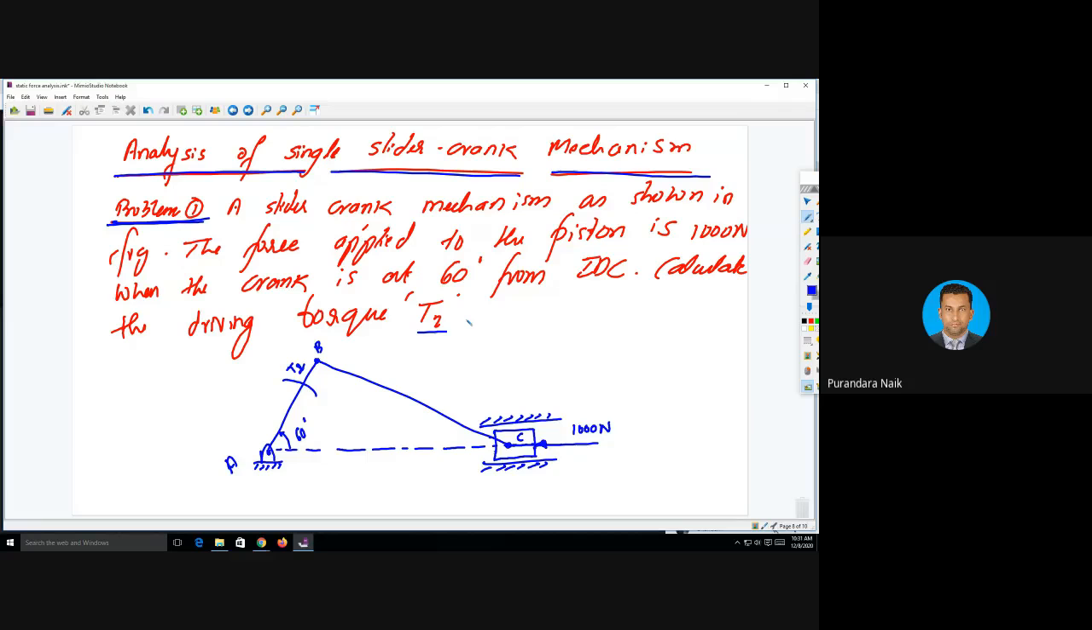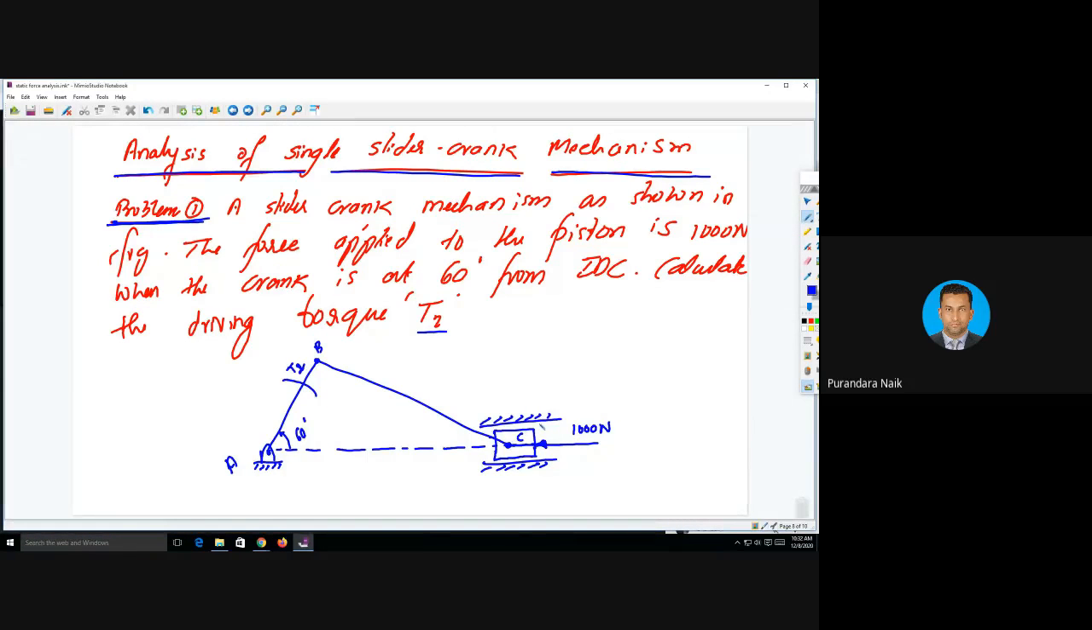Is it okay? So here this mechanism works on the same principle of the single slider crank mechanism, but here we are going to find the driving torque. If you apply the torque on the crank, automatically the slider will move. So this will be used to push heavy loads. Here the load applied is 1000 Newton, and we need to apply a torque T2 on the crank so that it will be transferred to the piston. The piston will move, or it will help us to move the heavy load which is in front of the piston. Okay, so this is the working principle of this single slider crank mechanism.